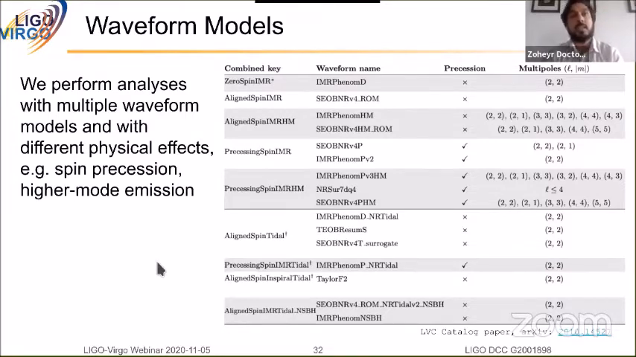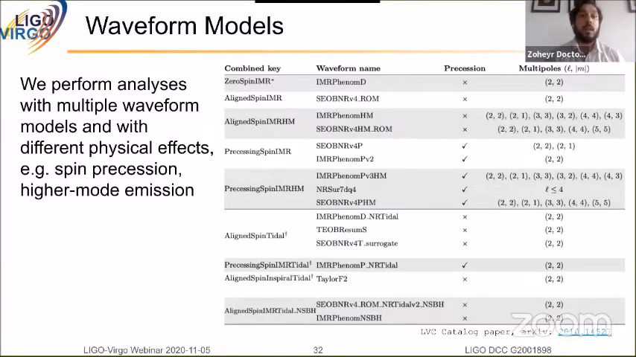As I mentioned in the last slide, we have that likelihood that we need to calculate, and that requires us to actually use some model for what the gravitational waves should look like in the detectors. So we use a number of waveform models. I'm not going to go through all of them that are shown here, but I do want to say that there's a lot of different physics that we have in these different models.